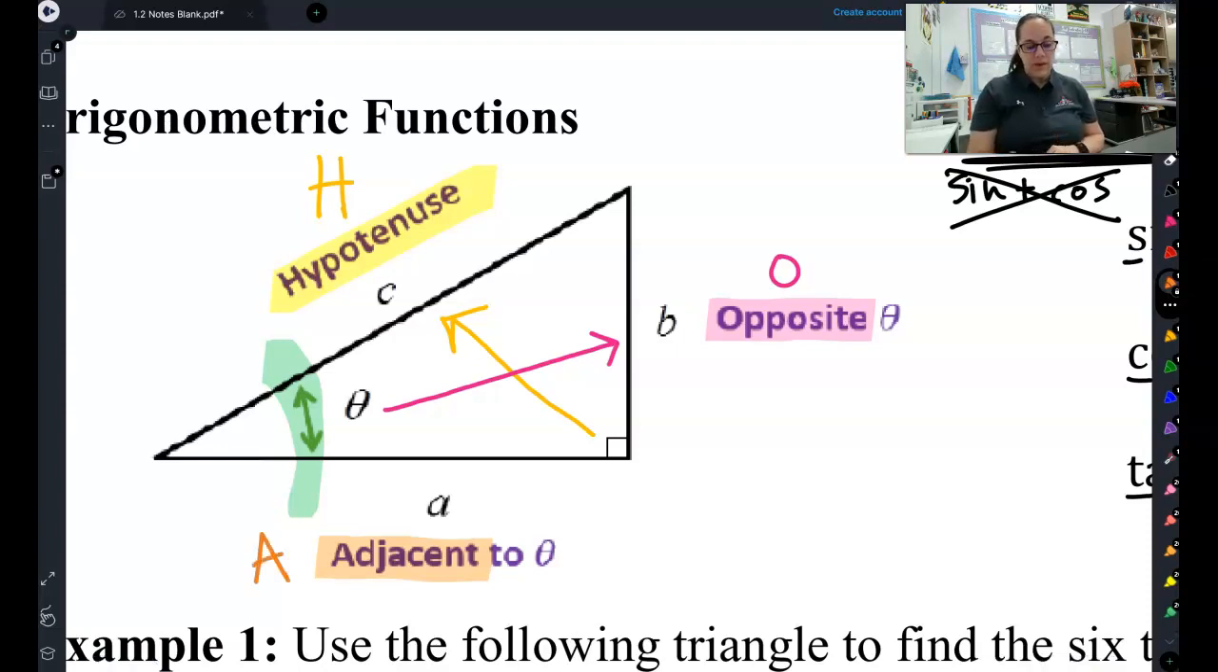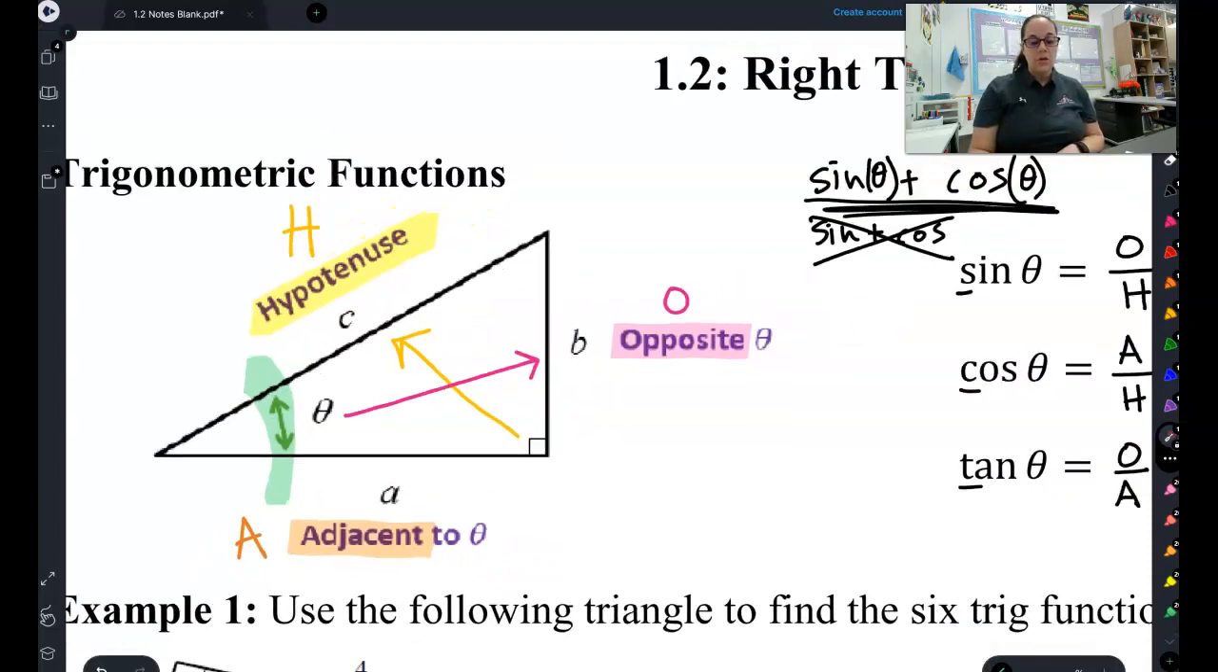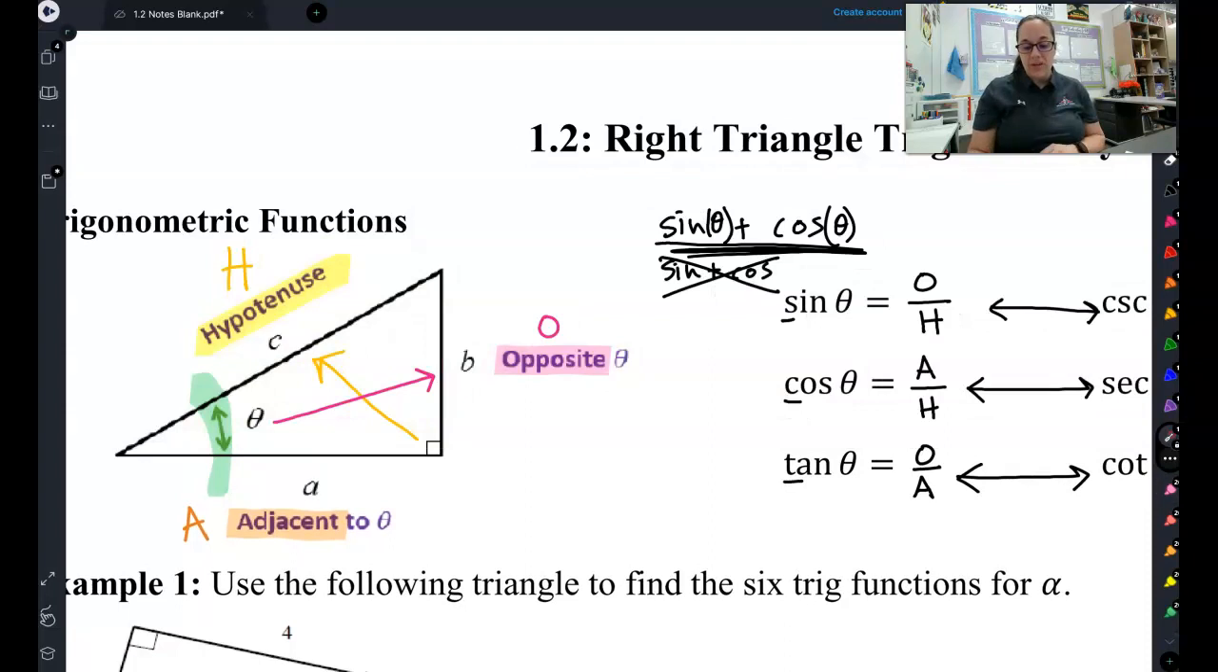We also can think of it as adjacent to this angle I'm focusing on. It's next to. But I don't like to think of it that way because the hypotenuse is also next to the angle. And it's kind of easy to get those confused. That's why I always do hypotenuse first, then opposite. And adjacent is just what's left over. So now that we have all those labeled, it's pretty easy to fill in these.